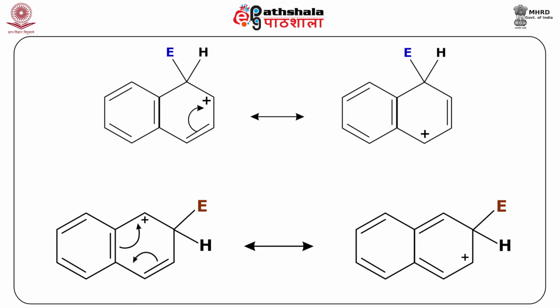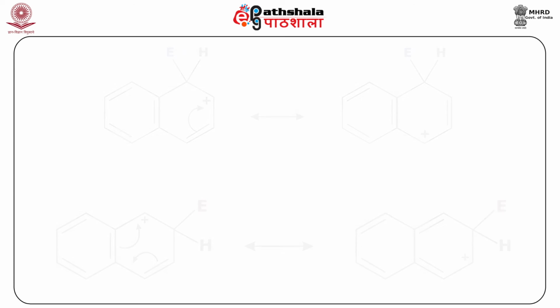Now you can see here, if we talk about stabilization of the sigma complexes or the Wheland complexes, if the attack is at C1, there is stabilization by allylic resonance, and the benzenoid character of the other ring is maintained. However, if the attack is at C2, the benzenoid character of the other ring is definitely sacrificed for the stabilization of the negative charge by resonance.